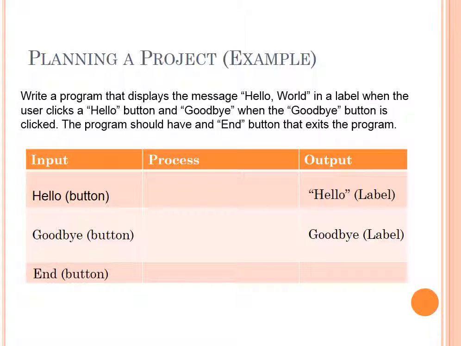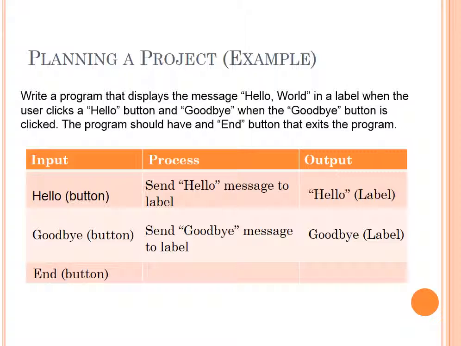So when the hello button is pressed, what process has to take place to place the word hello in a label? Well, what we have to do is send a message to the label saying, hey, display the word hello. Now, I'll explain a little bit more about what we mean by sending a message in a future slide. Now, when the goodbye button is pressed, of course, we want to send the goodbye message to the label. Pretty simple. And when the end button is pressed, what you have to do is end the program. And I'll just tell you what the code for that is.